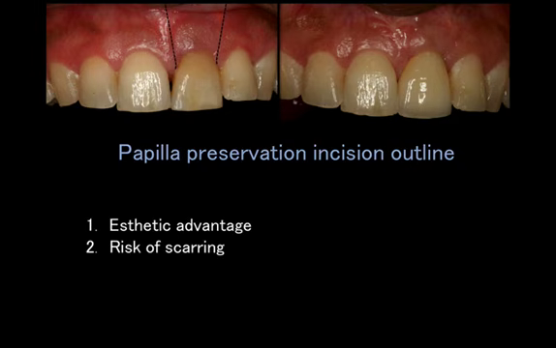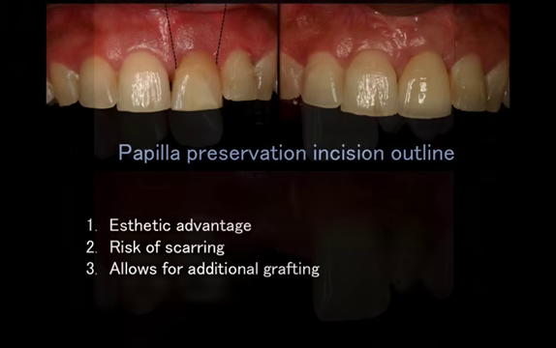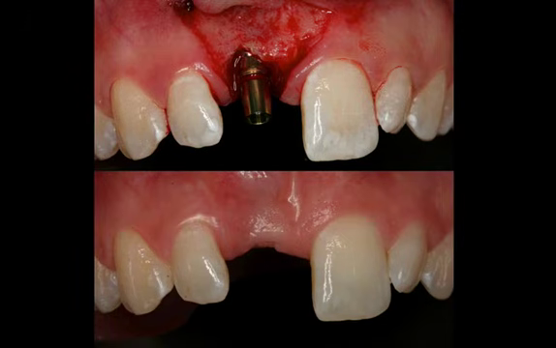So you'd like to have very good tissue approximation and good suturing technique. And the other advantage, it allows for additional grafting. So try to be very selective in regards to your flap design. Each flap design should have a rationale. You should have a reason why you're choosing it. It's not a random decision.